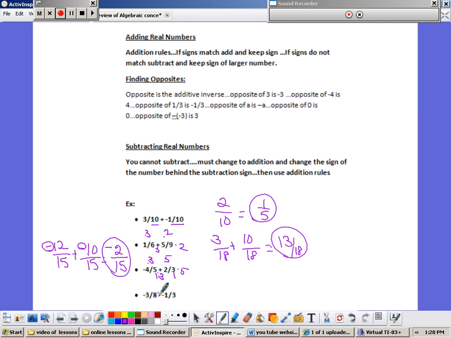Subtraction. I'm not allowed to subtract, so I change it to addition and change the sign behind it. It was negative, it's now positive. Once I do that, I find a common denominator, 24. Multiplied by 3, so I multiply by 3 and I get -9. I multiplied by 8, so I multiply by 8 and I get 8. I'm adding now. -9 plus 8, subtract 1, keep the sign of the larger, -1/24.